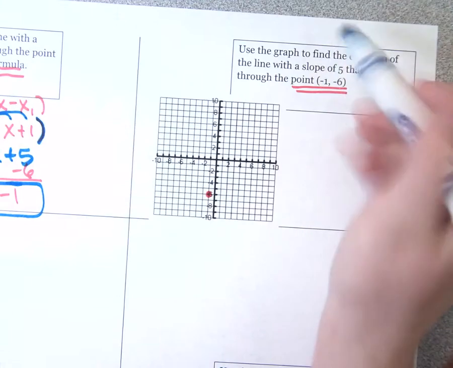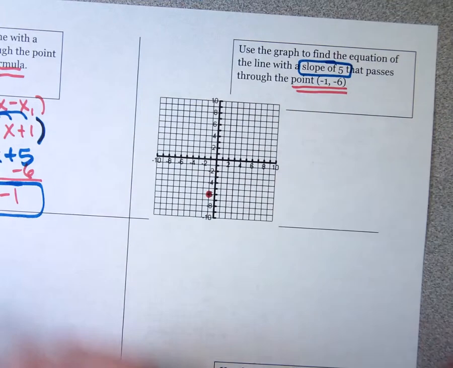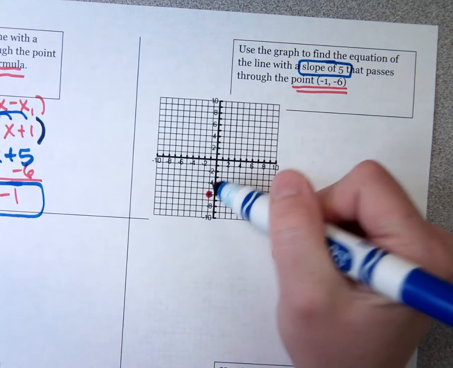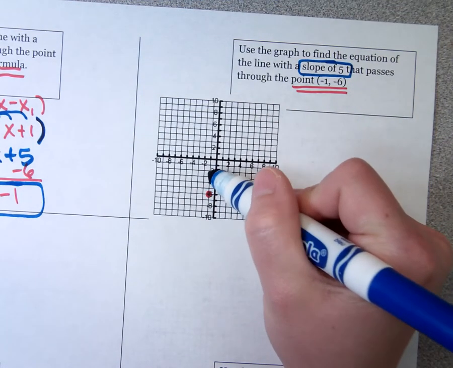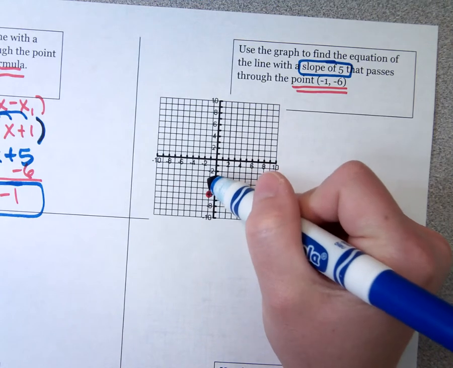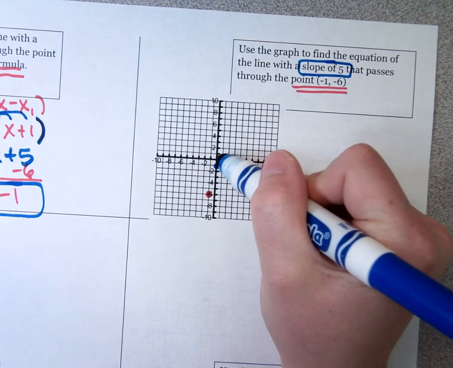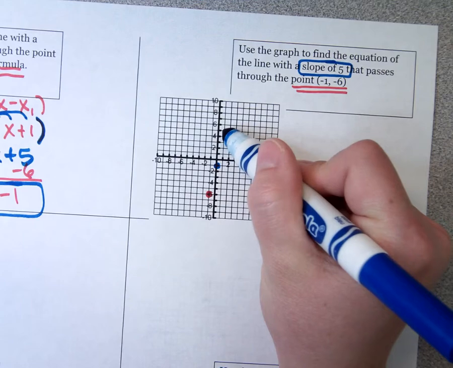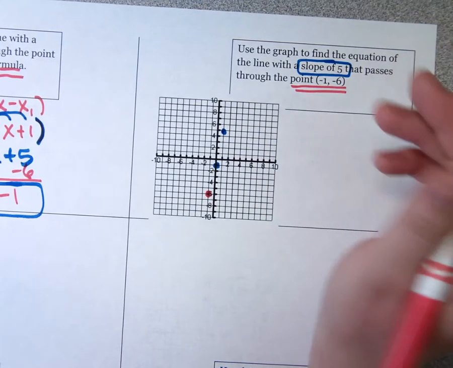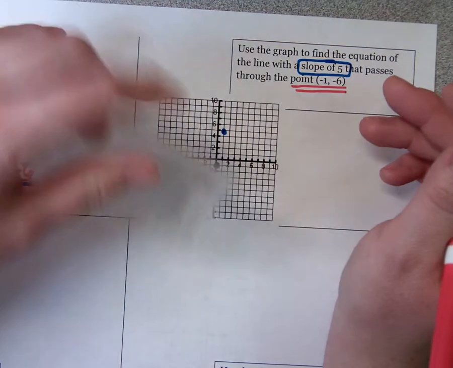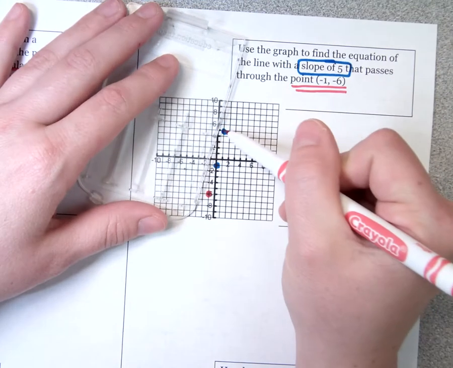Okay, Tyler, how do I plot a slope of 5? Up 5 over 1. Okay, so up 5, 1, 2, 3, 4, 5, and right 1. Again, up 5, right 1. And then I'm going to go ahead and draw my line.